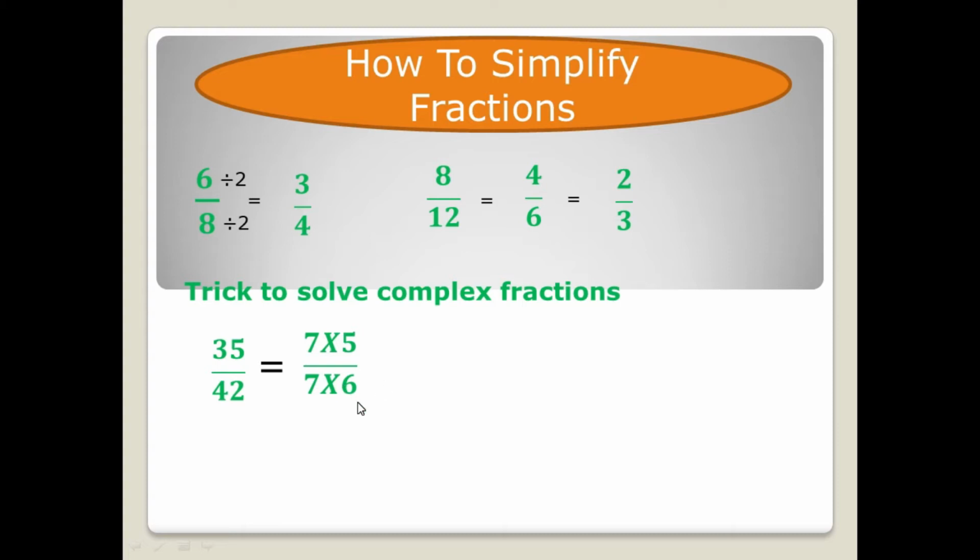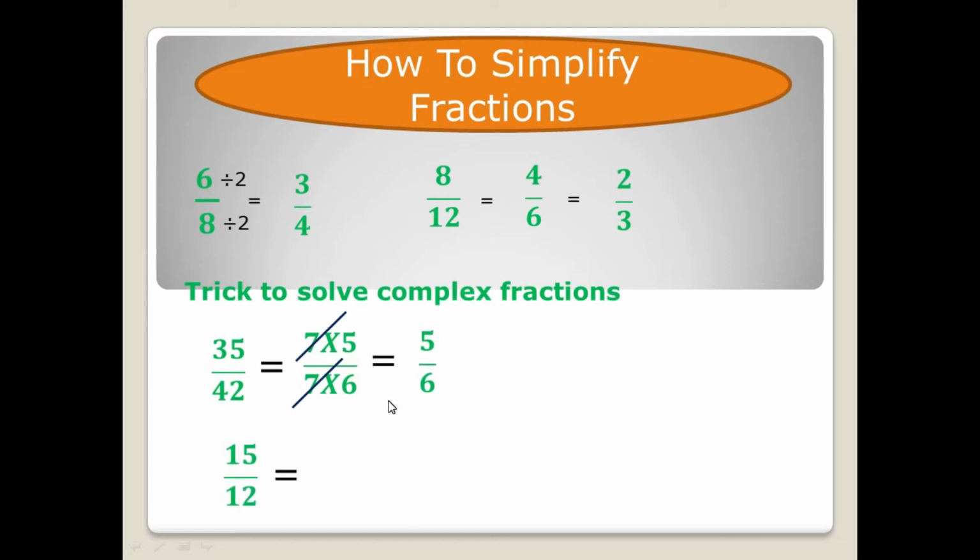Now what we have to do is cross out the common factor in the fraction. 7 in the numerator and 7 in the denominator are common, so we will cross these figures out and the remaining will be our answer, that is 5 over 6.